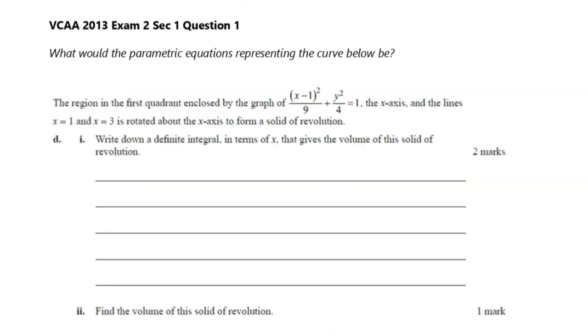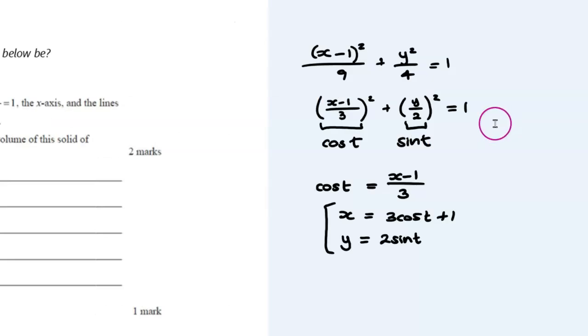Before we get into the next question, I just wanted to prompt you and ask what would the parametric equations representing this curve shown here be? So just a little bit of revision, what we tended to do was to write it as a whole thing squared and a whole thing squared when we're talking about our x minus 1. Instead of that being squared and that being over 9, we want to have that 3 also squared.